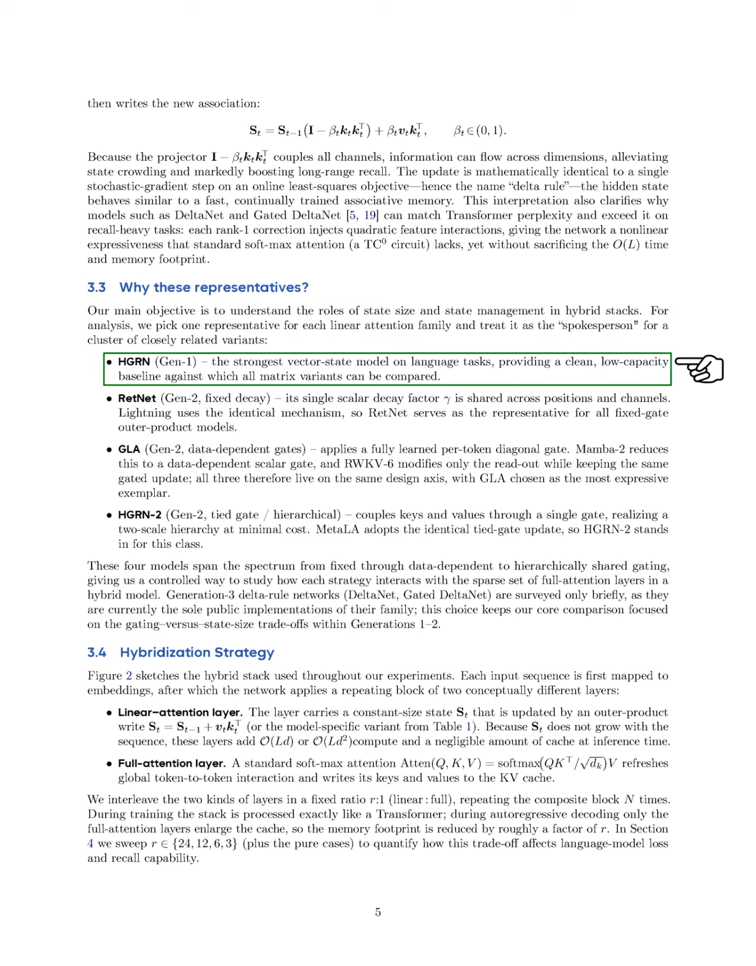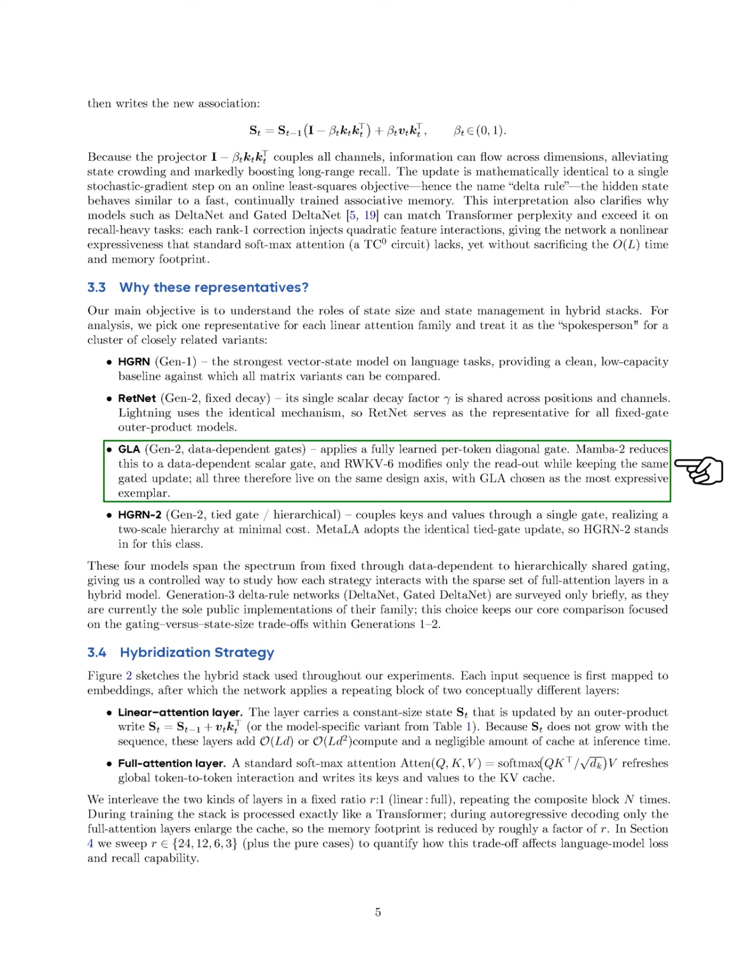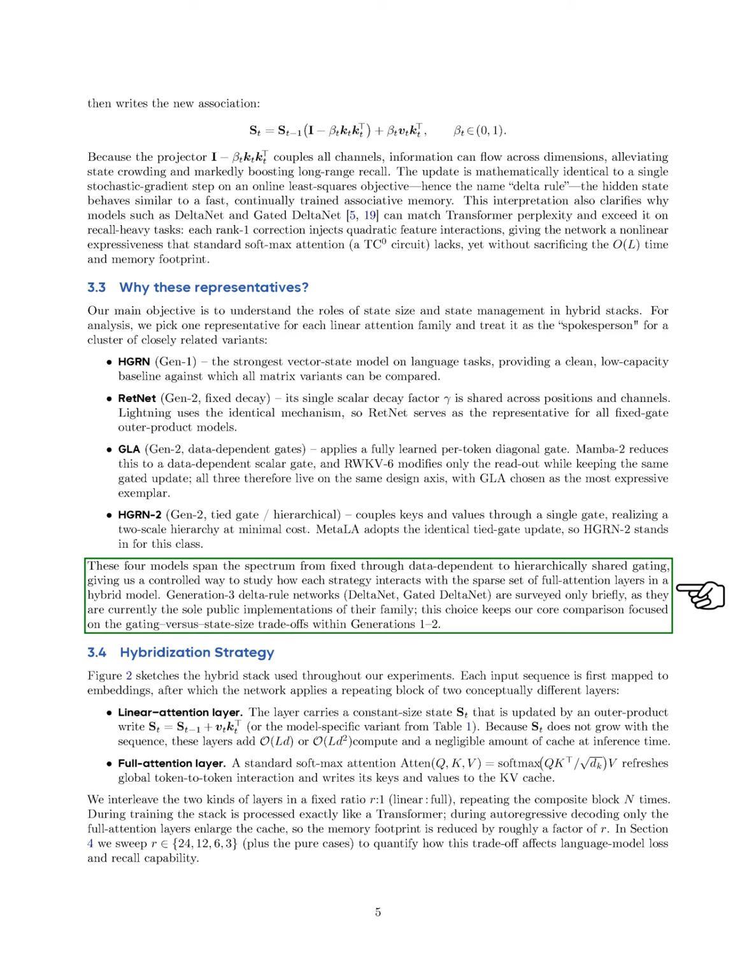Each model serves as a spokesperson for its family of closely related variants. HGRN represents the first generation as a strong baseline for comparison. RetNet stands for fixed decay models, while GLA exemplifies data-dependent gates. HGRN2 represents tied gate architectures, allowing us to study the interaction of different gating strategies with full attention layers in a hybrid model.